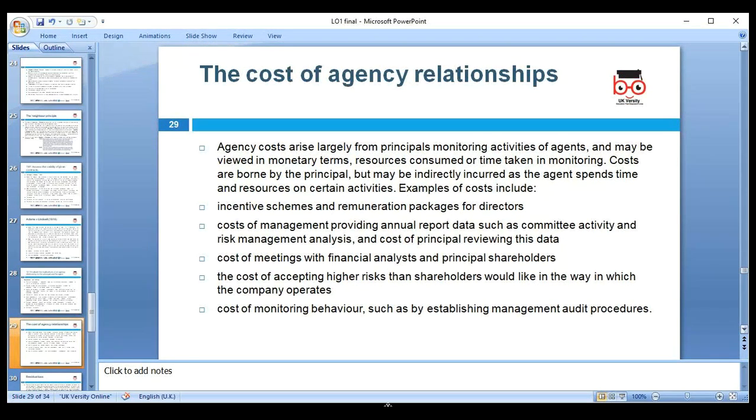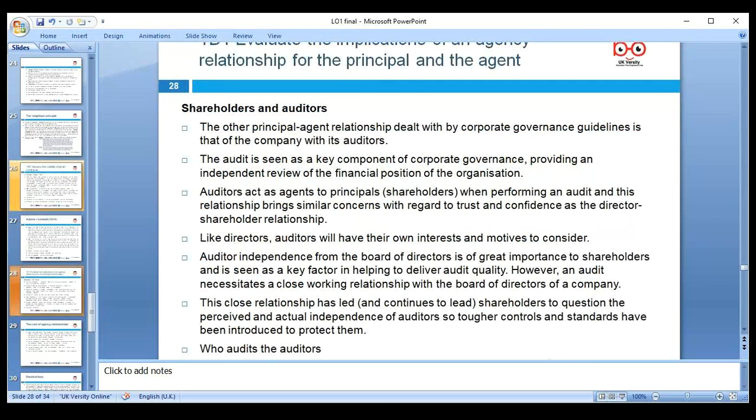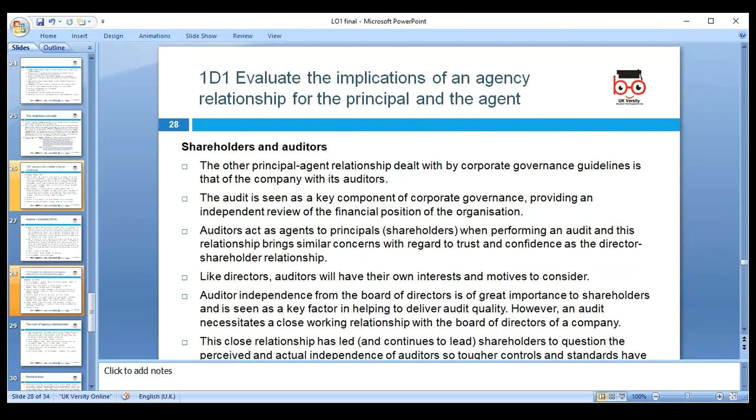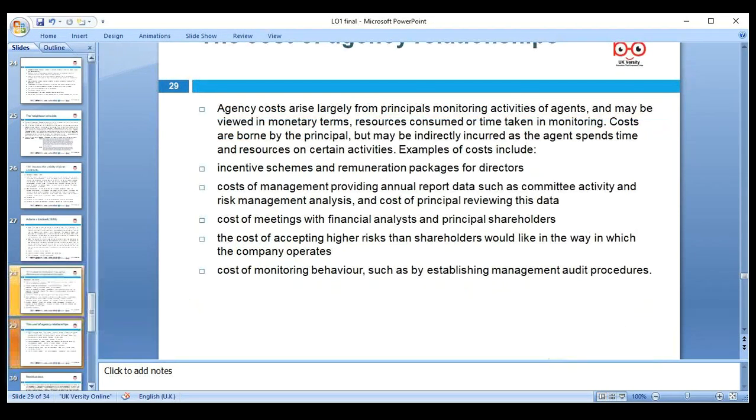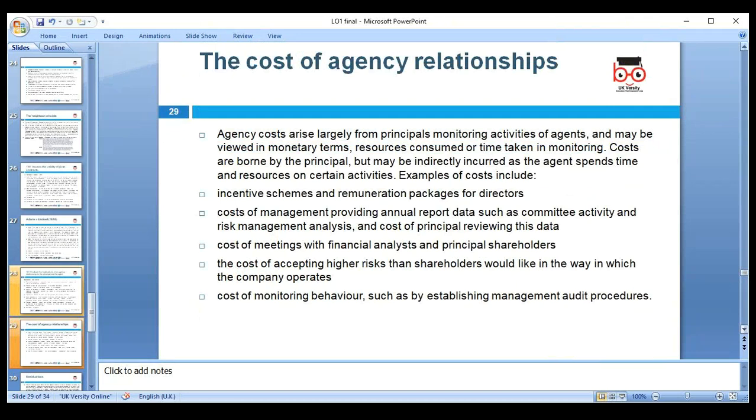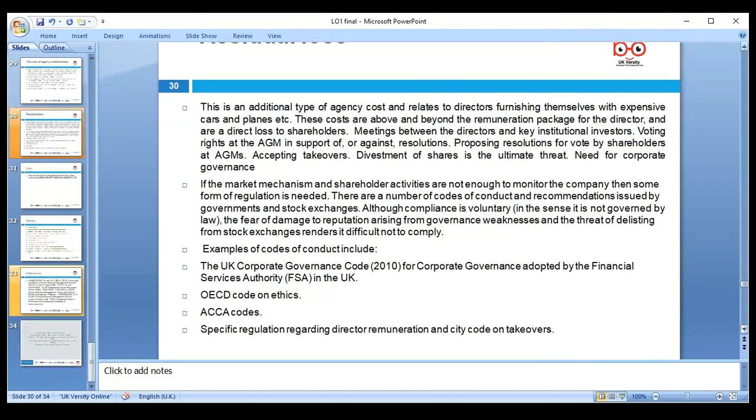So the cost of the agency relationship. Next, if you want to work on the distinction criteria, evaluate the implication of the agency relationship, like shareholders and directors. Of course, a director is the agent of the shareholders. Then we have the cost of agency relationship, such as how much the AGM will cost, of course we discussed the annual general meeting, yes.